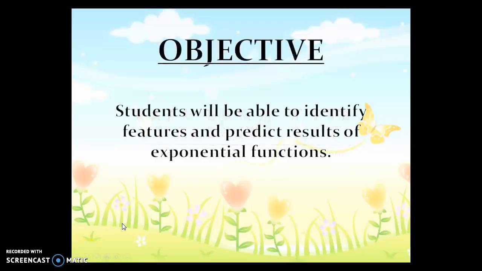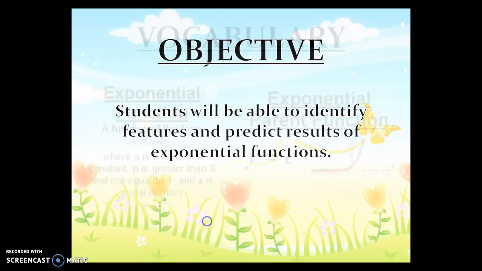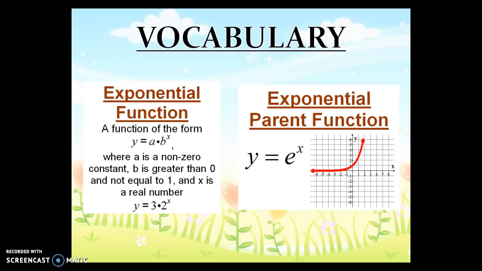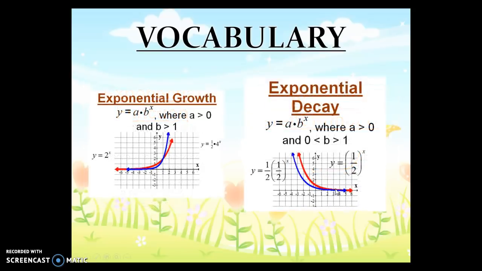Okay, so today students will be able to identify features and predict results of exponential functions. An exponential function is a times b to the power of x, when you have the variable in the power of x. The exponential parent function is y equals e to the x power. It goes straight up like that.